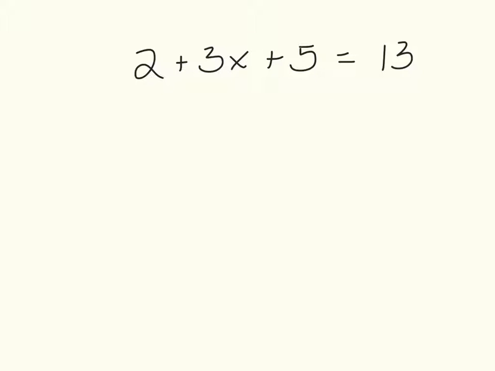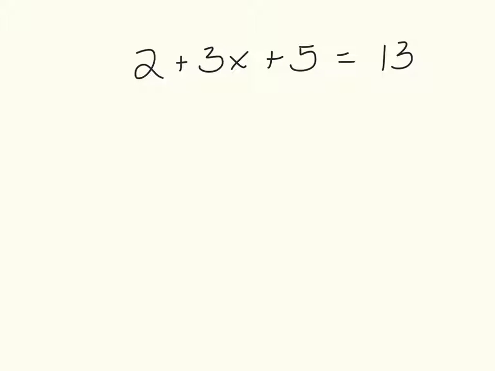Alright, so let's take a look at this problem right here. This problem says 2 plus 3x plus 5 equals 13. Do you notice that it says 2 and plus 5? Those are just both normal numbers. They're called constants. They have no variable connected to them. They are like terms. I can combine those together.